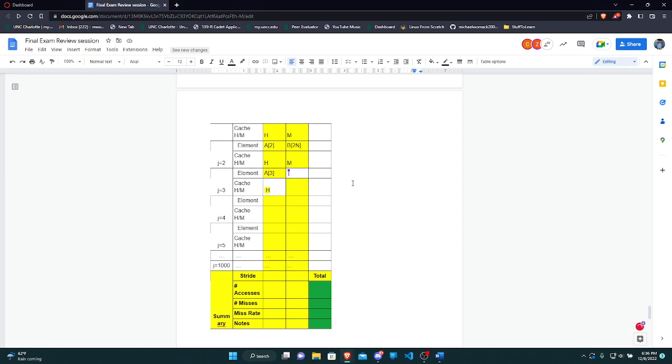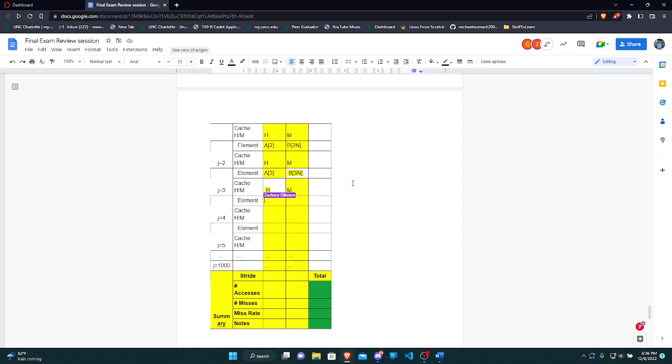But for B, since J is being multiplied by N, when J is 3 it's going to be 3 multiplied by N. Once again, we're just going over everything we've loaded into the cache. We have to load this value in again, so it's a miss.